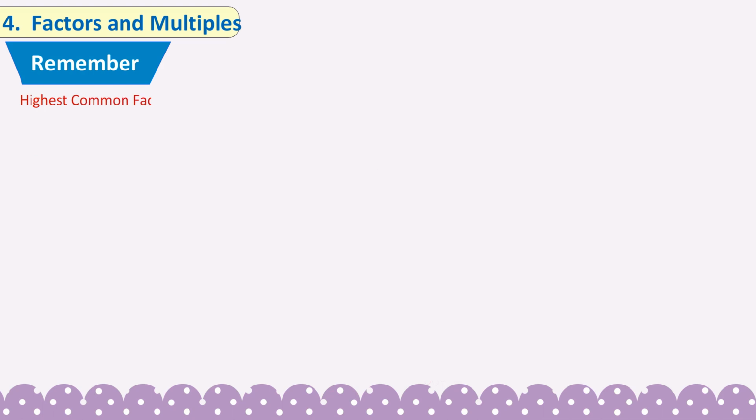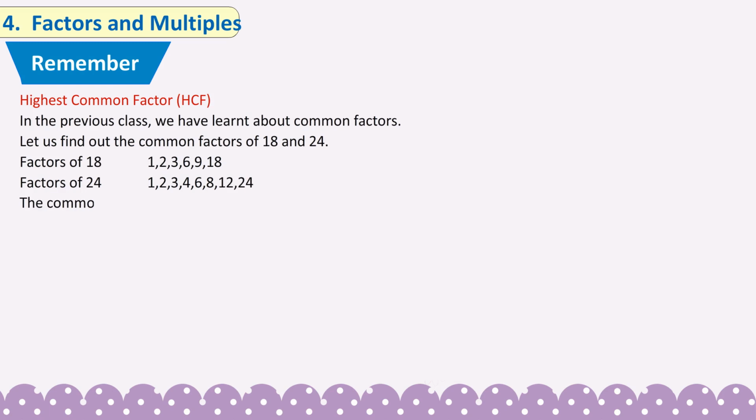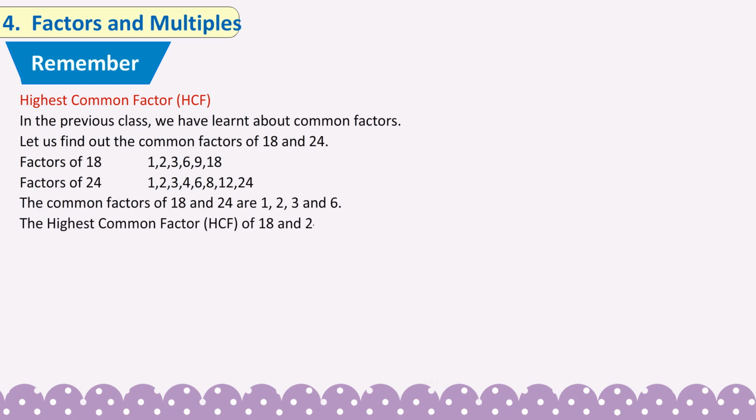Highest common factor, HCF. In the previous class, we have learnt about common factors. Let us find out the common factors of 18 and 24. Factors of 18: 1, 2, 3, 6, 9, 18. Factors of 24: 1, 2, 3, 4, 6, 8, 12, 24. The common factors of 18 and 24 are 1, 2, 3 and 6. The highest common factor, HCF, of 18 and 24 is 6.